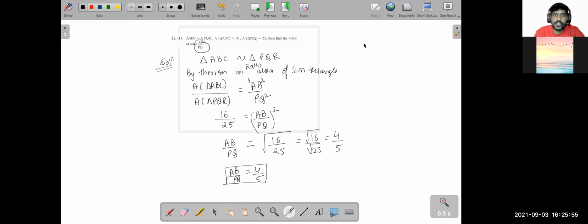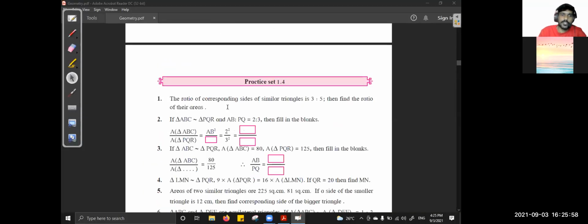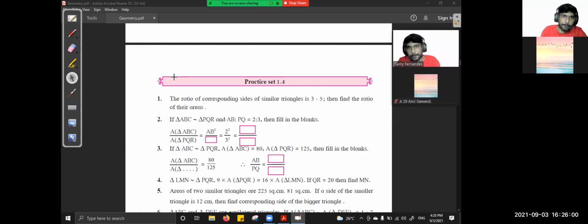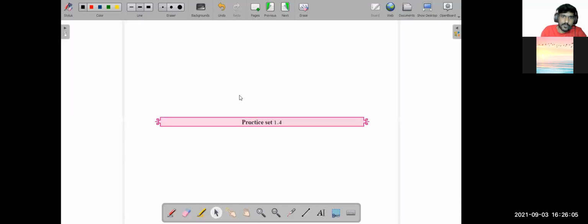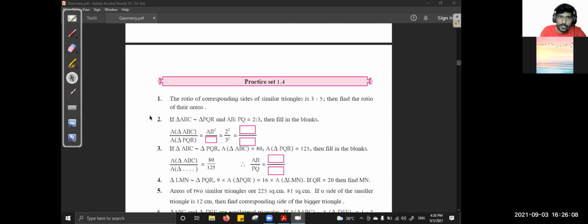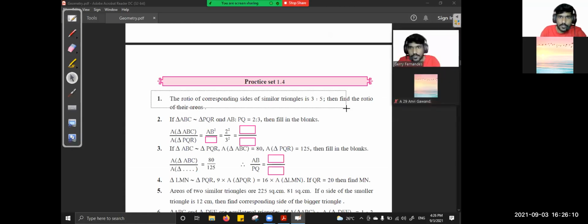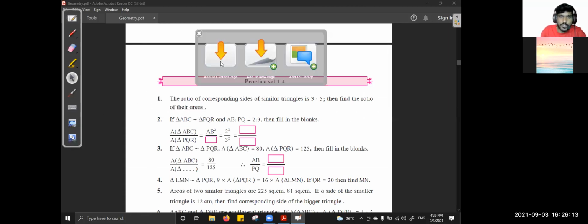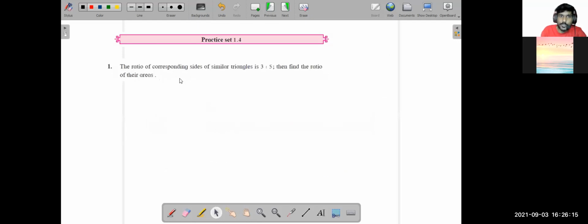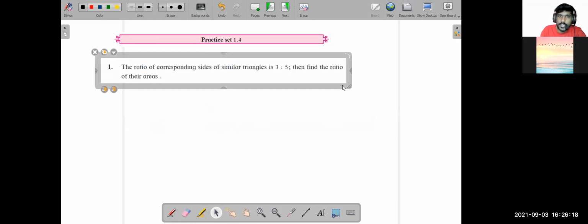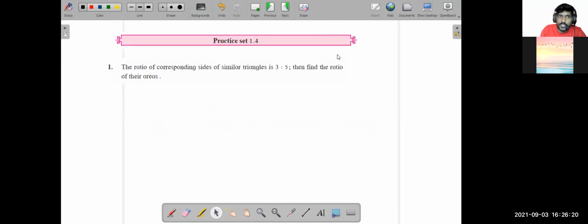Let's start with the exercise, Practice 1.4. Let's do the first one. The first one is easy. It says the ratio of the corresponding sides of similar triangles is 3:5. Then find the ratio of the areas. So we have to find the ratio of the areas of the two similar triangles.